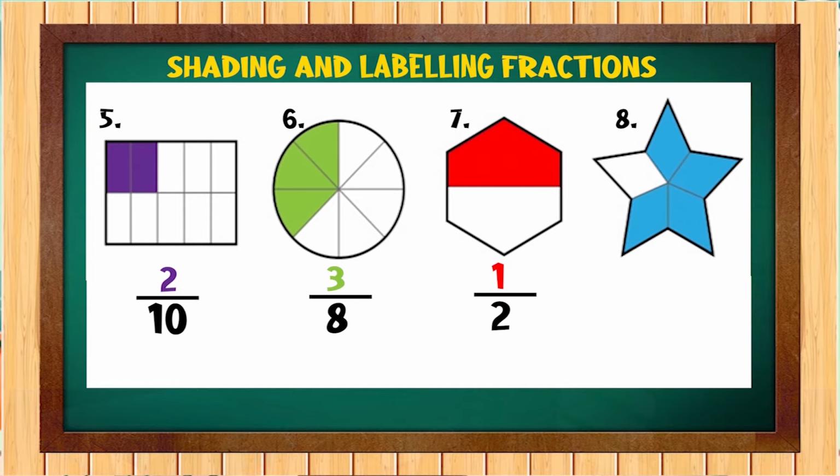Now for our final example, we're using back the star, and the star is divided into 5 equal parts, and 4 out of those 5 parts are shaded. What fraction would you use to describe that shape? Well, if you guessed 4/5, you are correct.